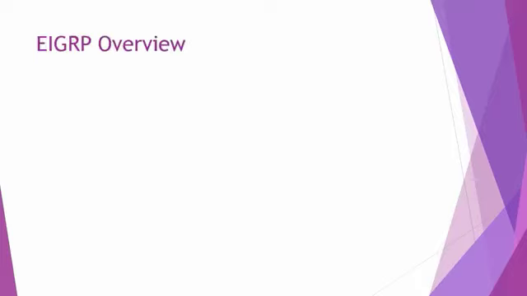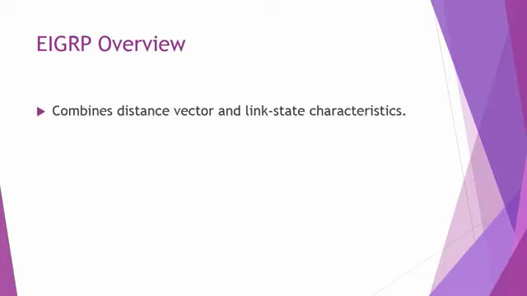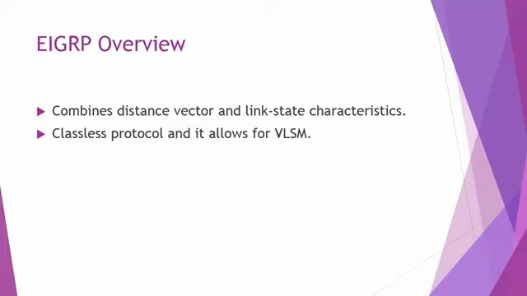EIGRP is a unique protocol because it uses a hybrid approach combining distance vector and link state characteristics. Combining these features makes EIGRP very robust and allows for fast convergence even in larger topologies. Like RIP version 2, EIGRP is a classless protocol and it allows for variable length subnet masks. Another similarity between the two protocols is their automatic summarization behavior.